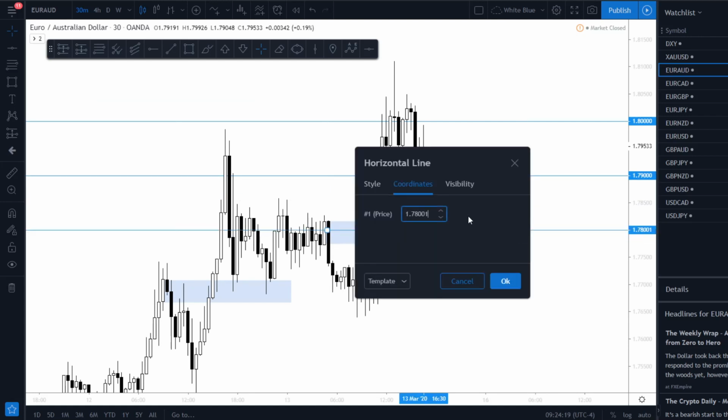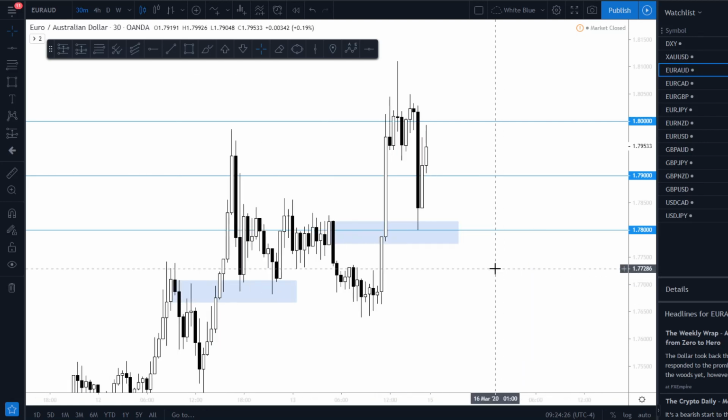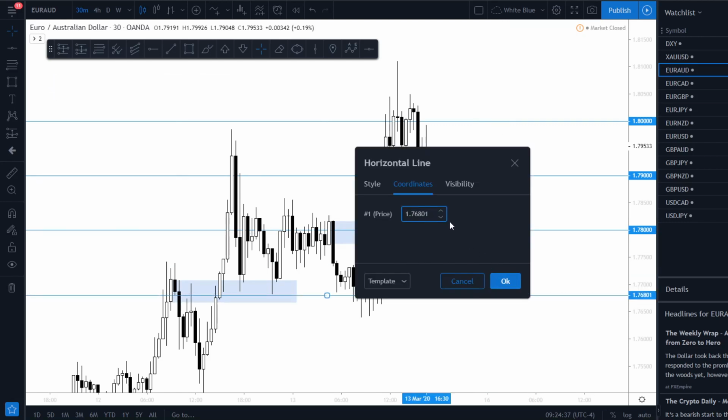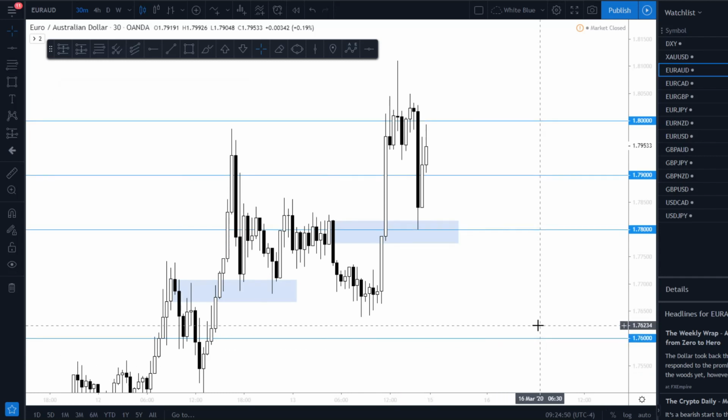So this is something that is good to do when you're just starting, I guess you could say. When you've just opened up your charts and they're completely fresh, this is a really good way of putting support and resistance lines on, without doing the general support and resistance that you see online. But let me just delete that for a sec.